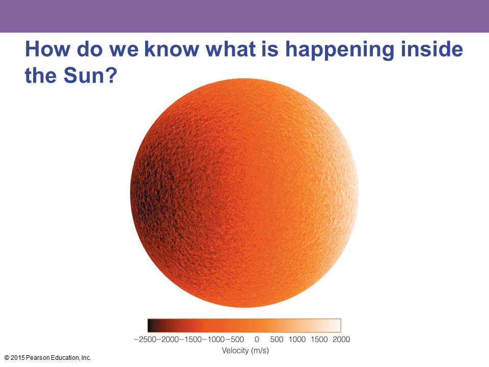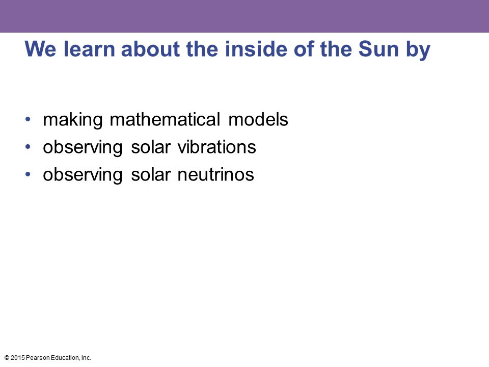So how do we know what's happening inside the sun? This is kind of interesting because obviously we can't drill down into the sun to find out what's happening, but based on these three things, we have a pretty good idea. Making mathematical models of the sun, observing solar vibrations, and observing something called solar neutrinos.